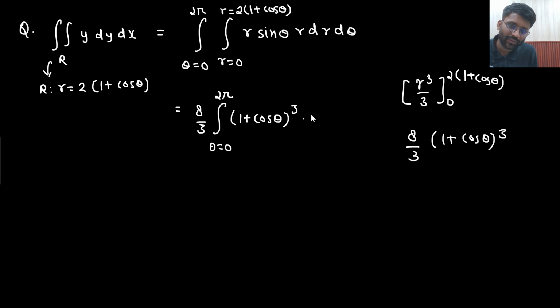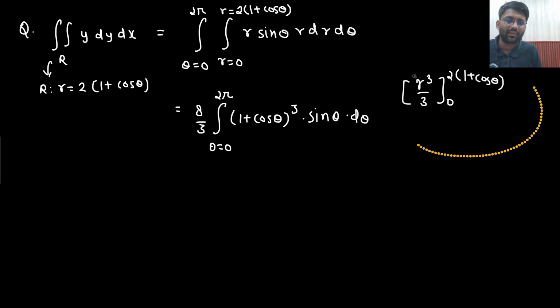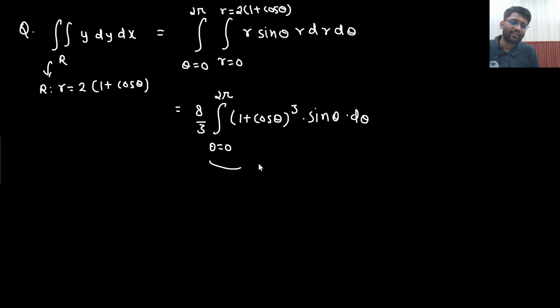R cube by 3, 1 plus cos theta cube. So here I just did the integral. Now you solve this integral. What will be the answer? How will you solve this integral?